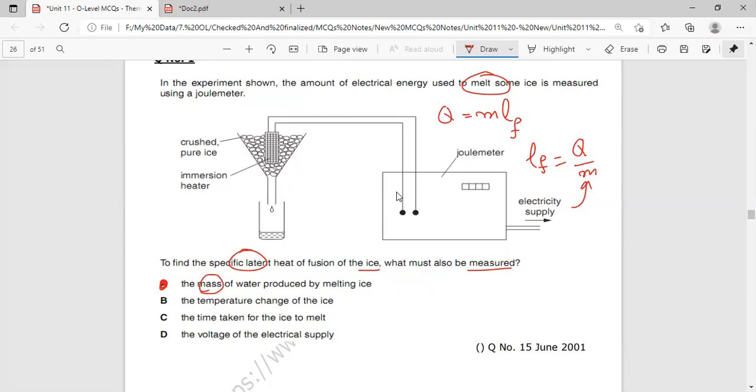The mass of water produced by the melting ice, since a joulemeter is used to measure energy, that is Q. So we know the value of Q, then we have to put in the value of mass in order to find the value of latent heat of fusion. So let's move towards the next MCQ.